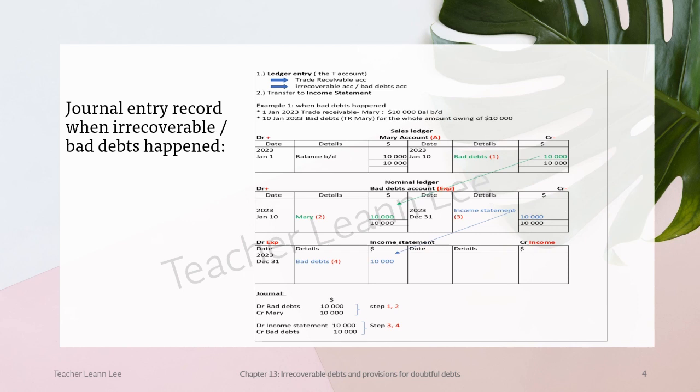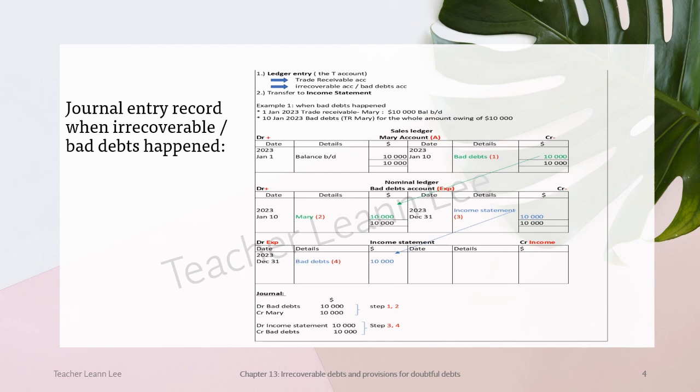Mary's account, balance BD as usual. When there is an amount owing by someone, we should debit plus and credit minus. Debit plus means that asset increases, and credit minus means that I reduce the amount owing by Mary when they pay us. Okay, so balance BD 10,000 shown here under the debit side means that Mary still owes me 10,000.